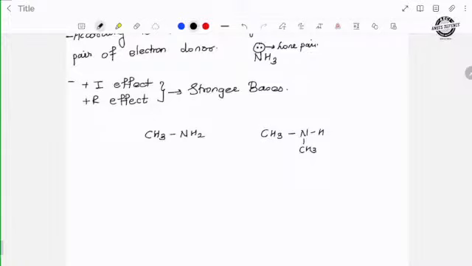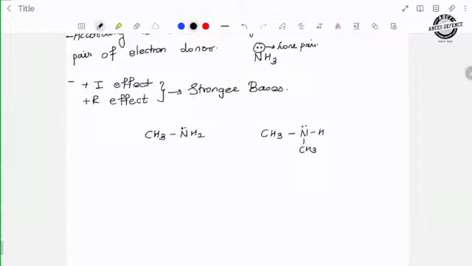Now, nitrogen is having lone pair. Both are having lone pair. But here, which will be a stronger base? Bases are nothing but they can donate the lone pair of electron more easily. It can donate when it is having a group attached to it which has plus I effect, and if it is attached to a nitrogen, it can easily donate its lone pair of electron. Fine.